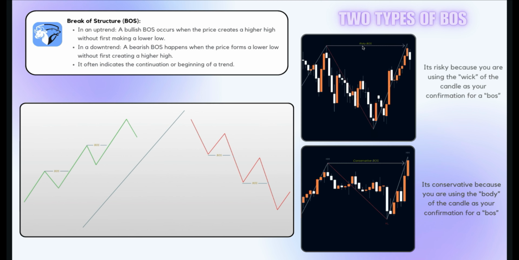Now, this is considered to be a risky break of structure. The reason why it's risky is because you are using the wick of the candle as your confirmation for a break of structure, as opposed to if you would have been more conservative, because in this case you are using the body of a candle to assure yourself that this is a break of structure. Now, what would give even more confirmation is if more strong candles keep forming instead of these very small wicky candles, right? The bigger these candles are that break through these highs or lows, the better. So I hope that kind of clears this part up a little bit.